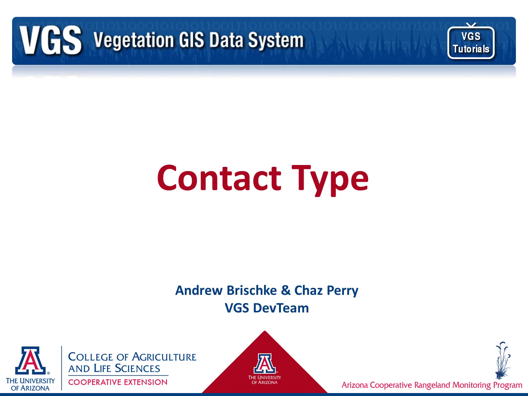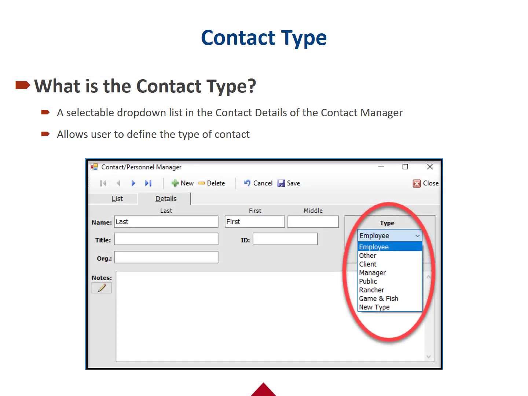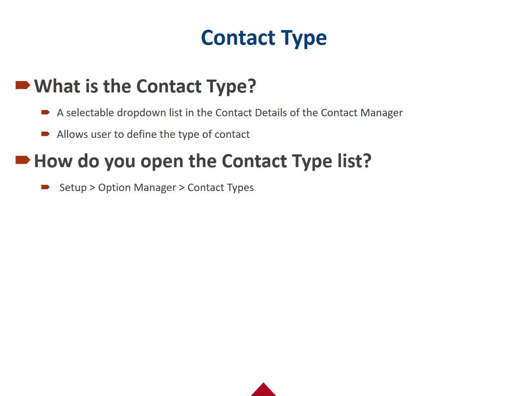This tutorial will show you how to create customized contact types in the Options Manager menu. Contact types are used to categorize or describe a new contact. To see how to populate a contact list, please see the Contact Manager tutorial. The user can customize contact type input options to fit data collection program needs. Let's see how it's done.